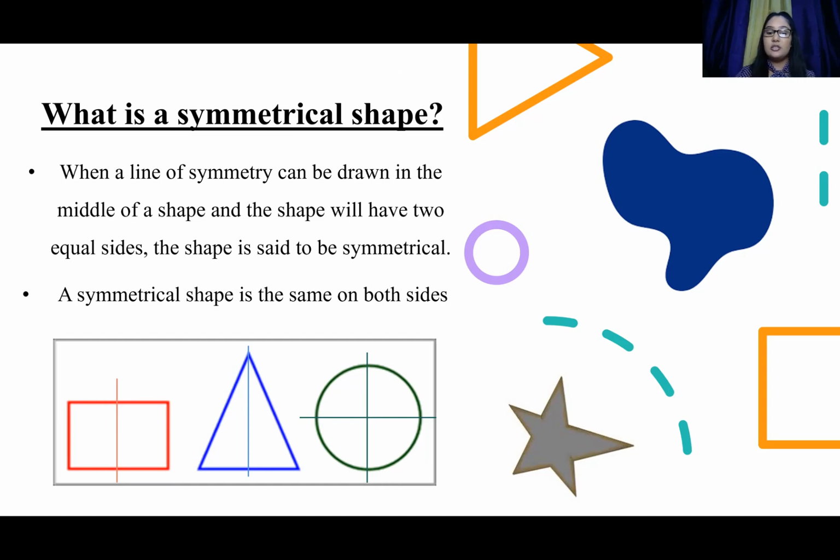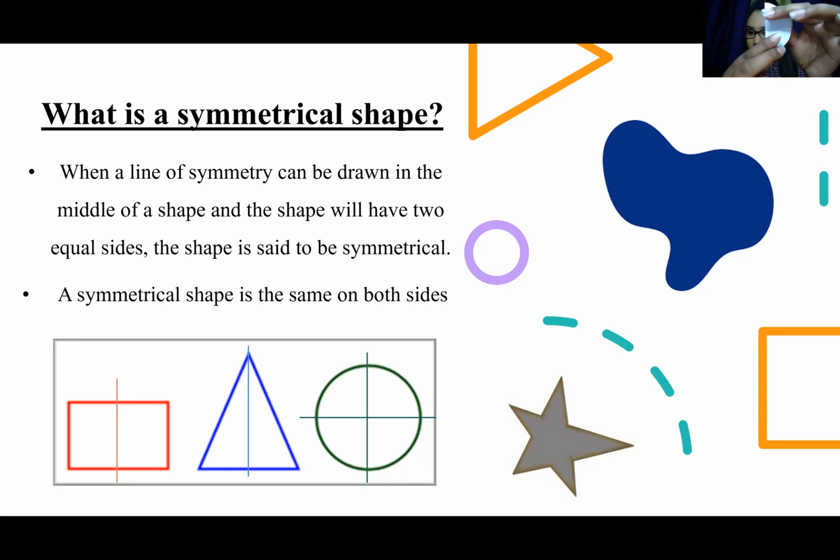Let's look at the shapes at the bottom of the screen. The first shape, the rectangle, I added a line of symmetry to show you all that the line that passes through the center divides the shape into two equal sides. Similarly with the triangle as well as the circle. With the circle, I added two lines of symmetry because circles have multiple lines of symmetry, just as the one that I showed you all.